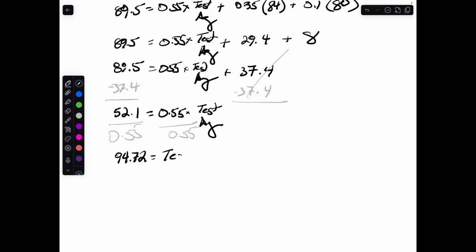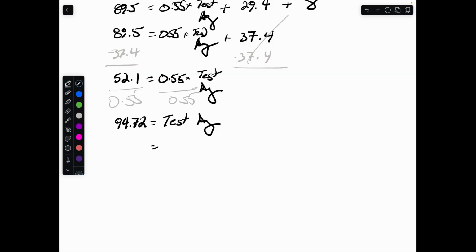That is the test average that the kid needs to make an A for the quarter with this last test that we're giving. That's the average that he needs to achieve. Well, how would I have calculated the test average? It would have been 90 plus 100 plus whatever that last test is. That should be 94.72. But in this case, I divide by 3 because there are 3 tests. This represents the test average.